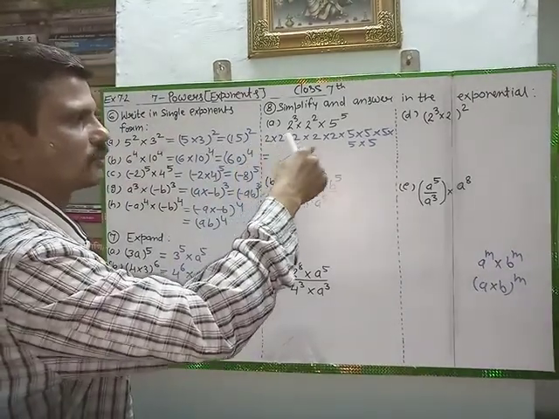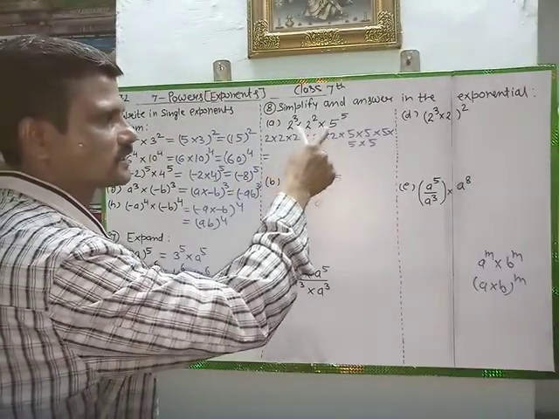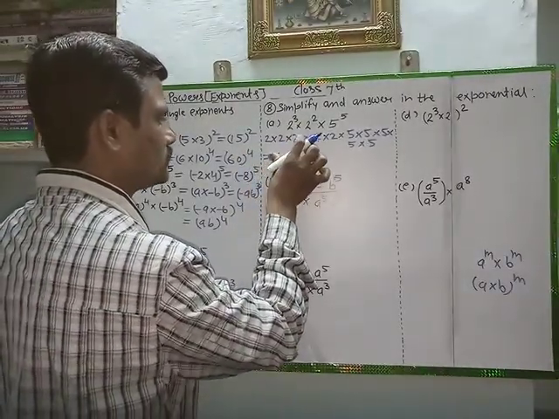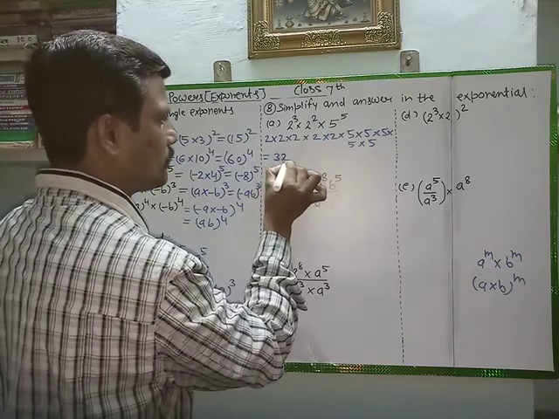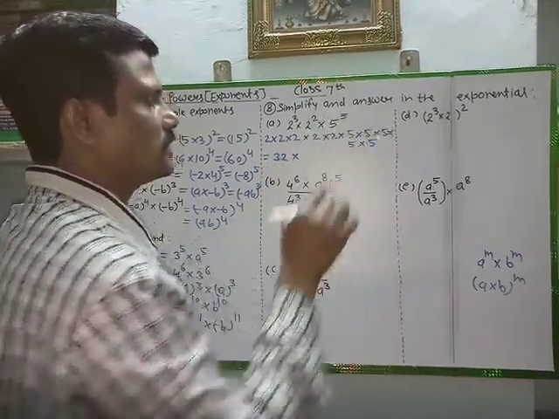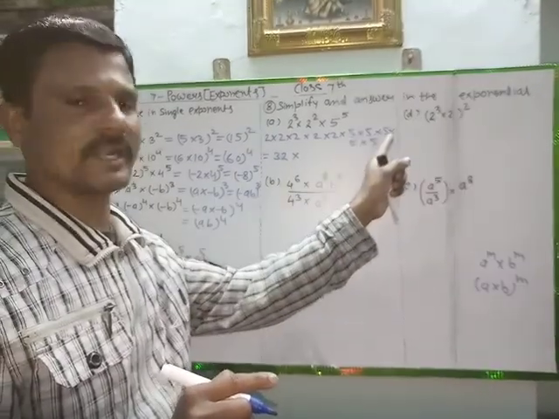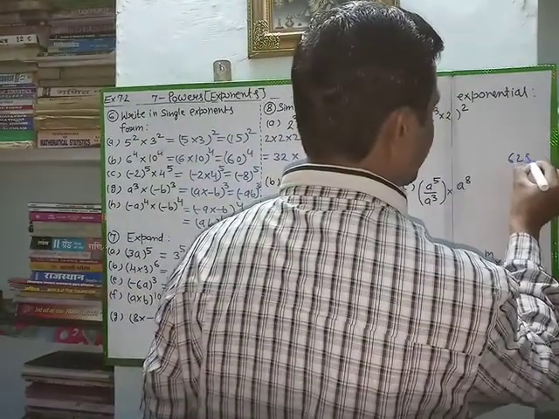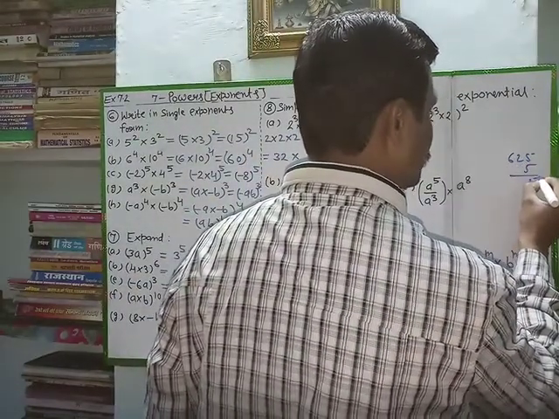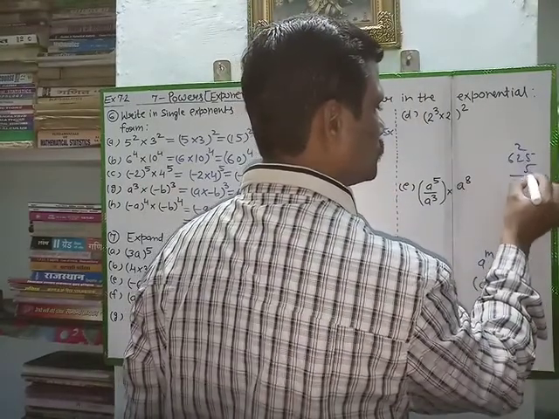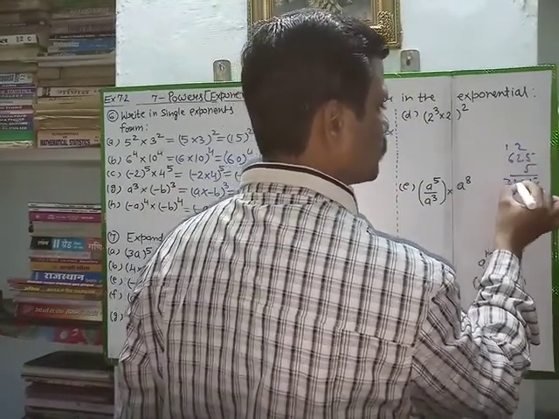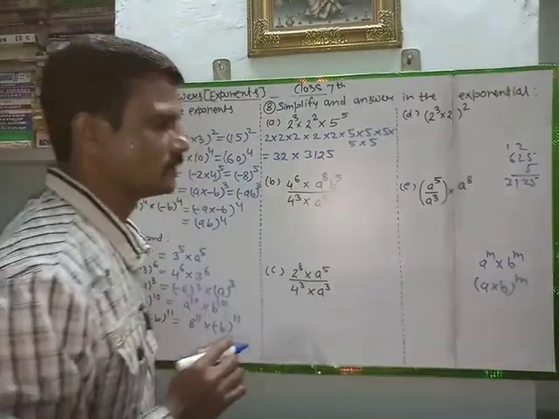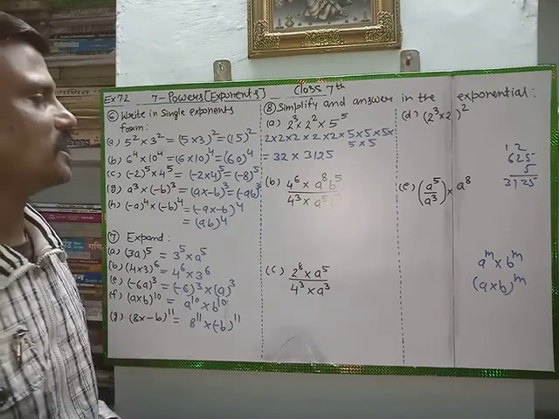First calculate the value of 2. 2 twos are 4, 4 twos are 8, 8 twos are 16, 16 twos are 32. 32 multiplied with 5. 5 fives are 25, 25 fives are 125, 125 fives are 625, and 625 multiplied with 5: 5 fives are 25, 5 twos are 10, 5 sixes are 30. Okay, this will become 31 and 25. Okay, and we have to change this into exponential form.